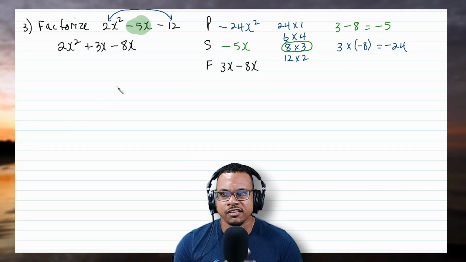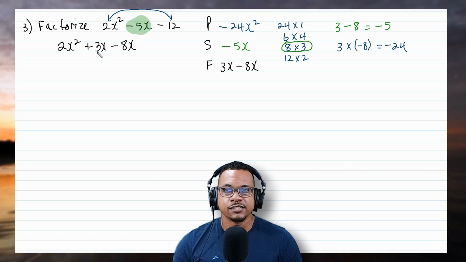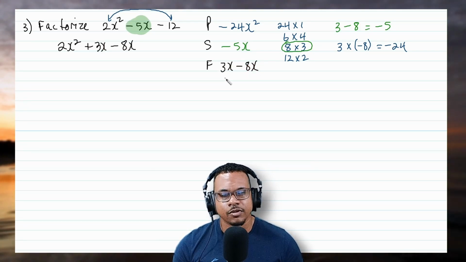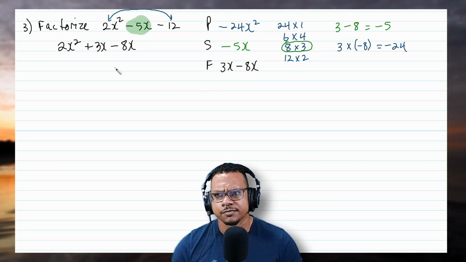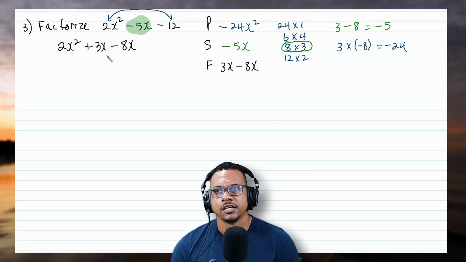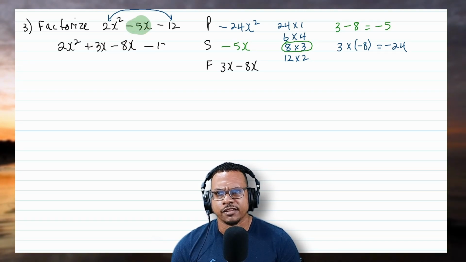Now, a point to note, a lot of people like to think that because here's a negative sign, a negative sign is going to come back here. No, that's not true. What's coming here is what we have for the factors here, which is positive 3x and negative 8x, because this would give you negative 5x. And then I write back my negative 12.